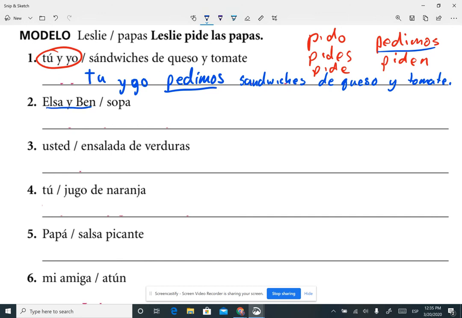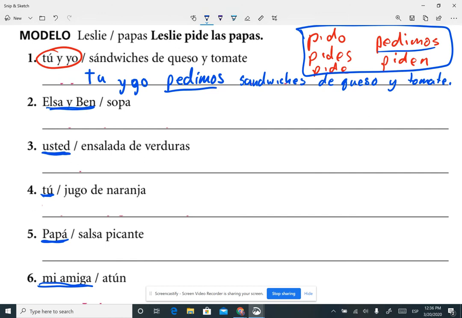So here we have a plural form. Here we have just a you form in the polite usted form. Here we have a you form in the informal, so that's going to have an S on the end. Here we have papa for he, so he orders spicy salsa, and my friend, so she orders. So there you are. Just write the sentence, insert the correct form of one of these verbs, and you are good to go.